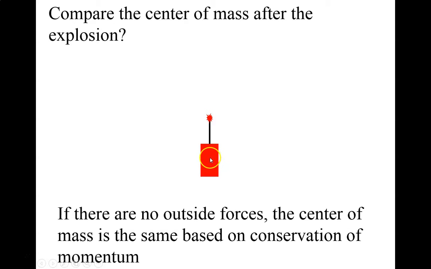Here I've got a firecracker. My center of mass would lie somewhere pretty much in the dead middle of the firecracker. Okay, let's say it explodes into 2 pieces. Okay, what's happening to that center of mass? Well, the center of mass is staying right where it is. It's staying right in the middle of those 2 equal halves. So the explosion did not cause a change in center of mass. So if there's no outside forces, the center of mass is based on conservation of momentum. Okay, so the center of mass stays put.